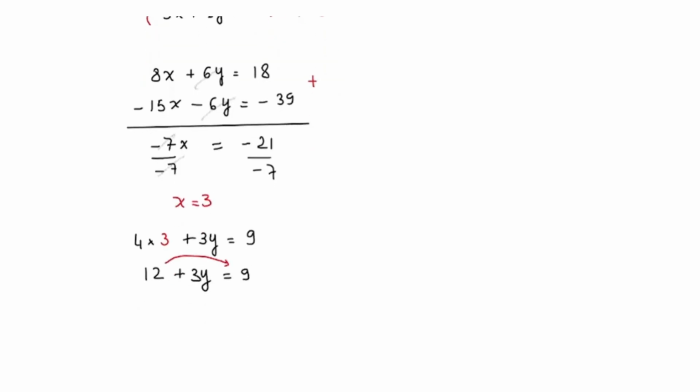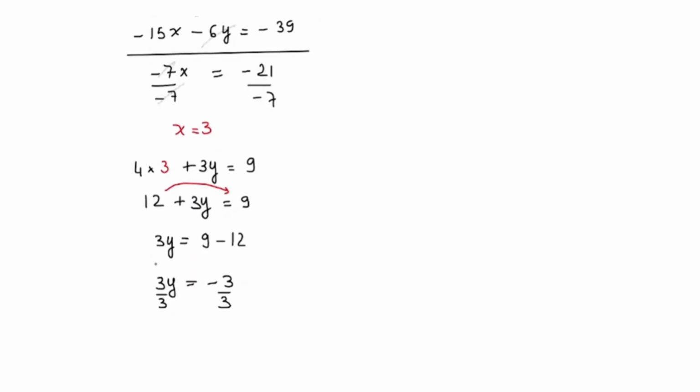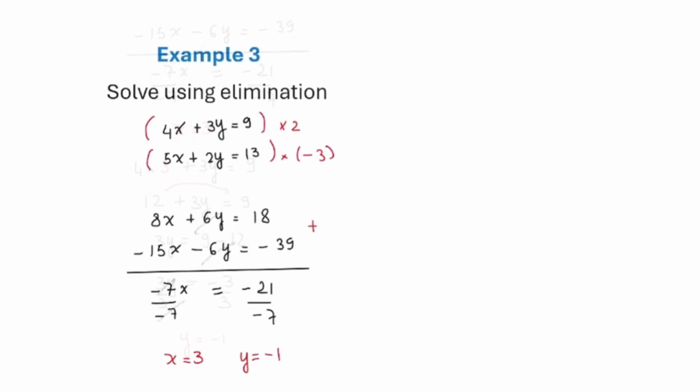Move 12 to the right-hand side. 3y is equal to 9 minus 12. So 3y is equal to negative 3. Divide both sides by 3, y is equal to negative 1. Our solution is x is equal to 3, y is equal to negative 1.